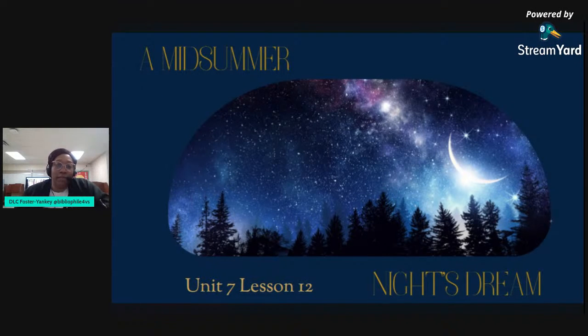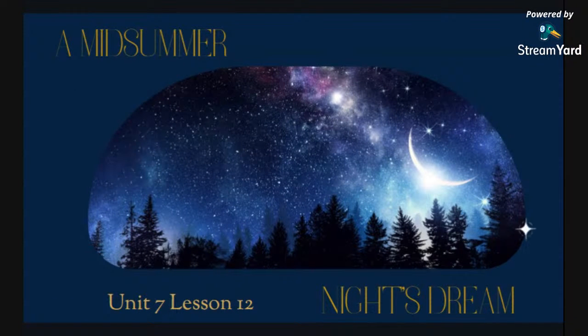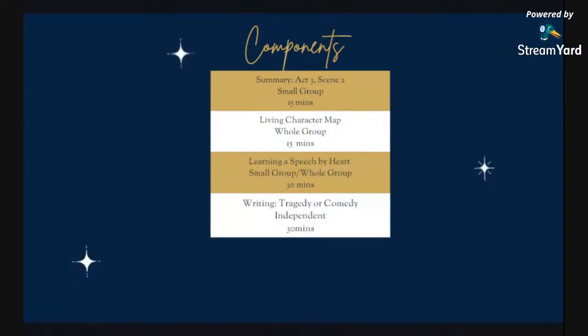I am DLC Foster-Yankey, and in this video, I'll be chatting about Lesson 12, Comedy or Tragedy, in Unit 7, A Midsummer Night's Dream. So this lesson is divided into 4 components that make up the 90-minute ELA block. I'll talk more about those in depth throughout the video.